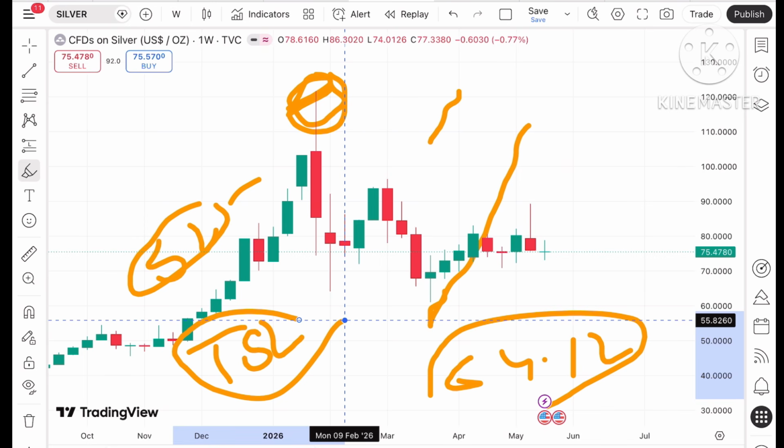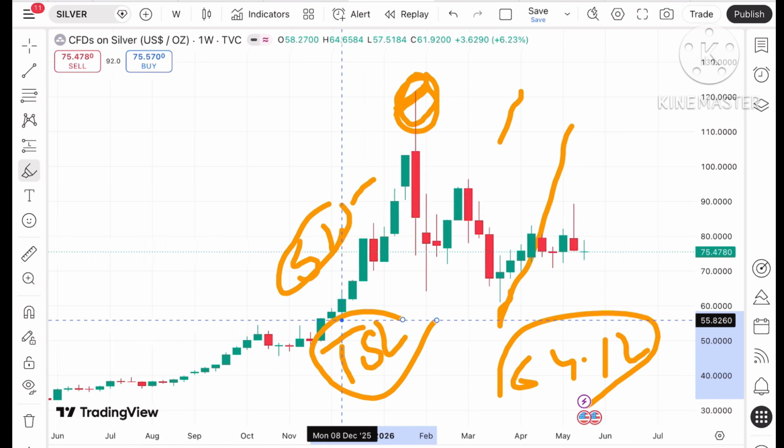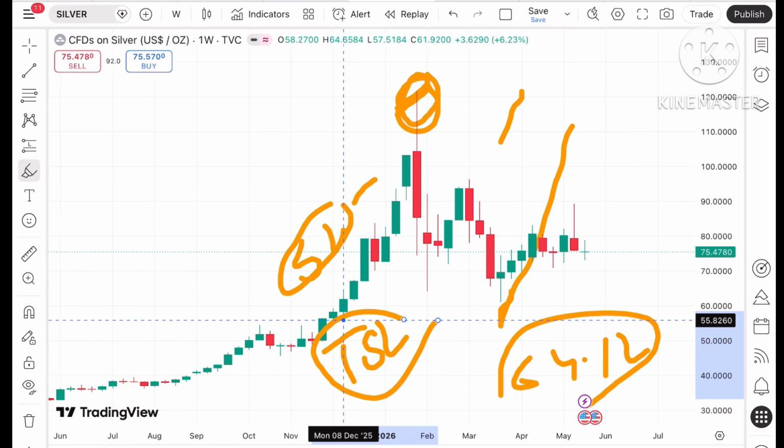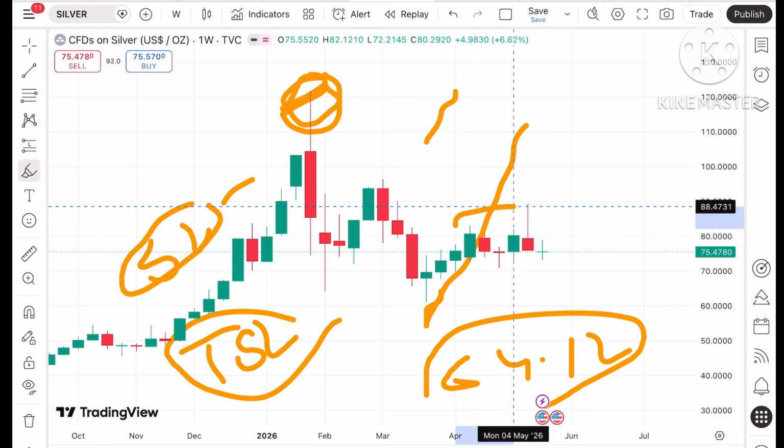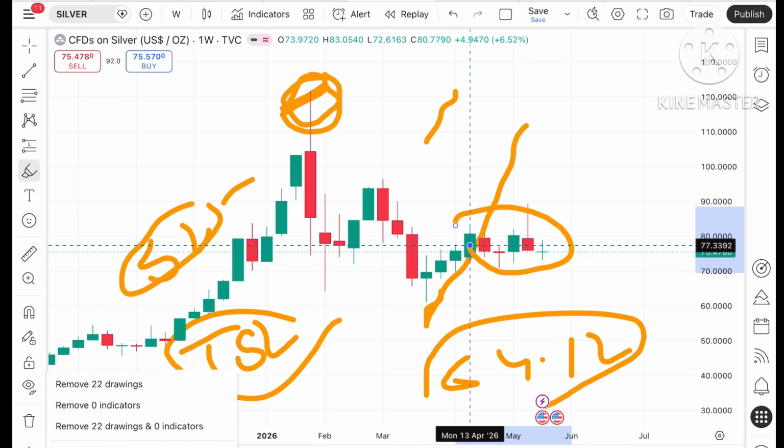So what we can see on the weekly chart is that the whole structure still looks bullish and the market has been creating higher lows, which tells us buyers are still active in the bigger picture. If silver manages to close strongly above this weak resistance, we could see a major continuation rally towards the next major liquidity zone. This is where the price has been moving for so long.